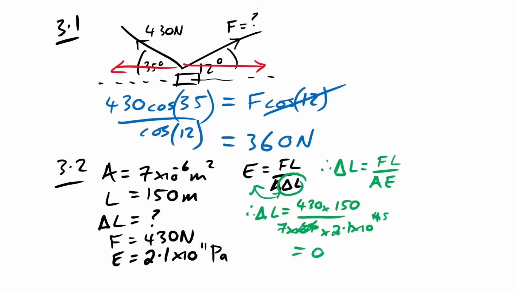And we end up with 0.04. We can go to 2 sig figs. Yeah, 2 sig figs. So 0.044 meters.